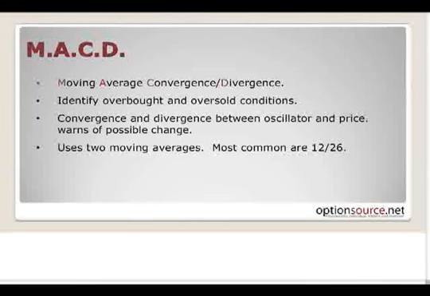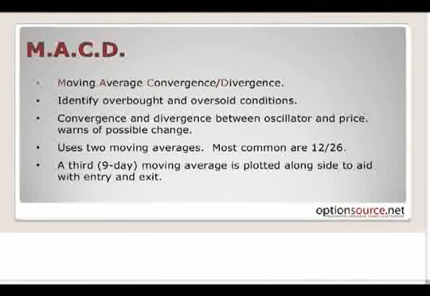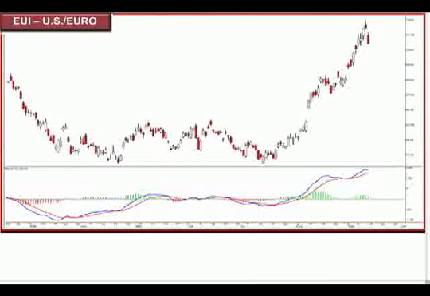Now, what this particular indicator does is it uses 2 moving averages. The most common are the 12 and the 26, and those represent bars. So essentially, what this particular oscillator or indicator is doing is measuring the previous 12 bars, measuring the previous 26 bars, and then plotting a line. And that represents the slower sort of range of the price action. And then a third line, which is generally a 9-day, is plotted, and that's used as what's referred to as a signal line to help us aid with trade entry and exit. So let's look at an example.